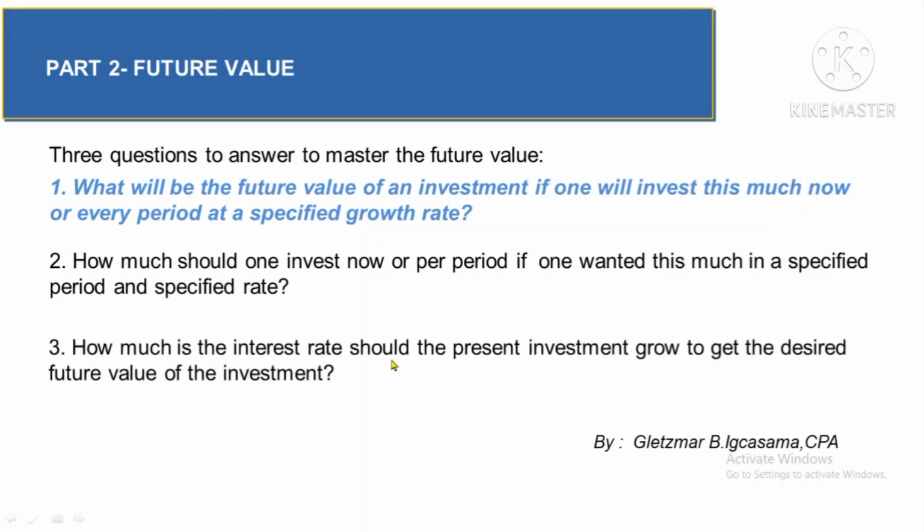In number 3, what interest rate should the present investment grow at to get the desired future value of the investment? In simple terms, the amount available for investment and the desired future value of the investment are given. You just need to find the interest rate so that your present investment will really reach the desired future value. Question number 1 has already been answered in video number 1.